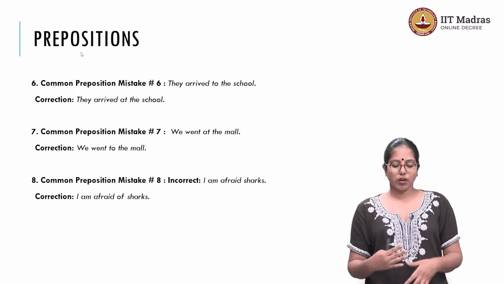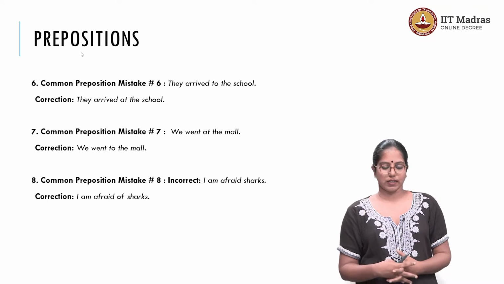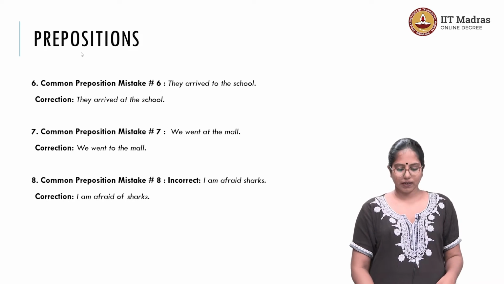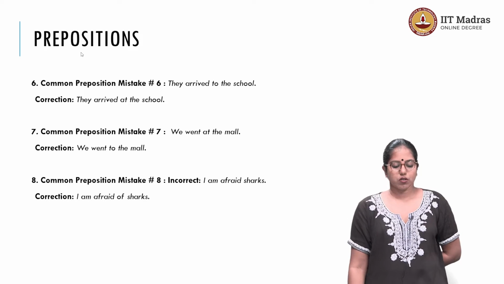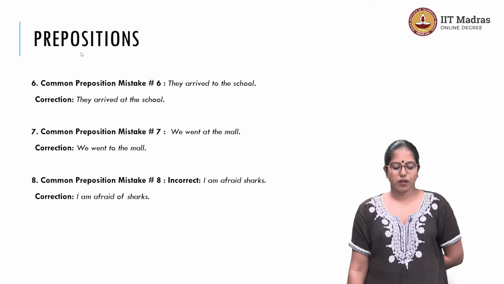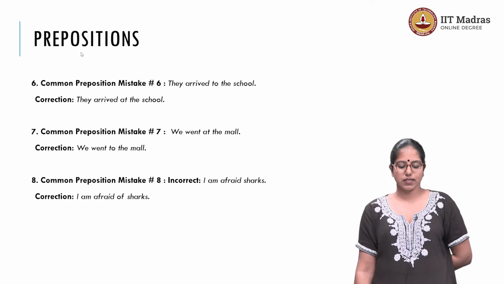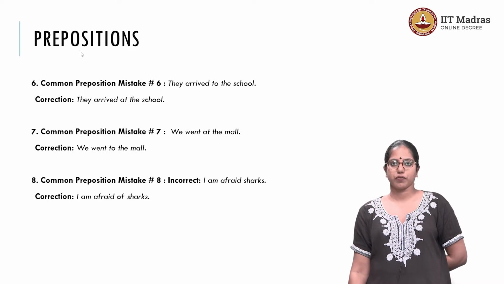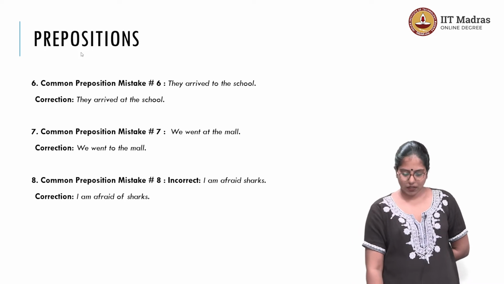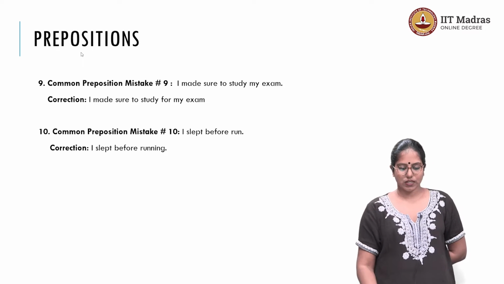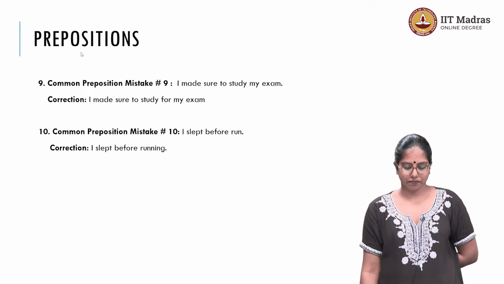So, mixing these two up can result in a very confusing sentence. I hope I made that clear, both 6 and 7. So, the 8th question is, "I am afraid sharks." And the right sentence is, "I am afraid of sharks." Similarly, we will check the next sentence as well, and then I will give you the explanation.